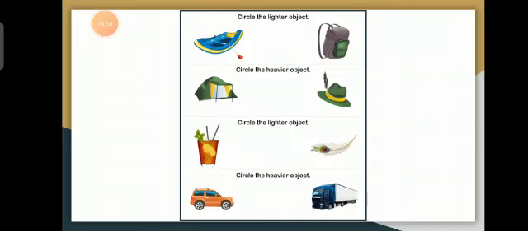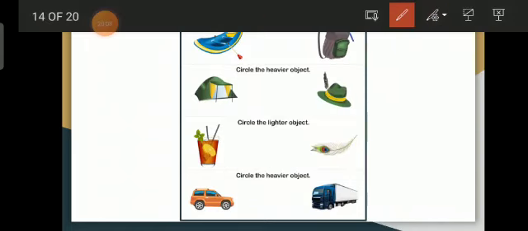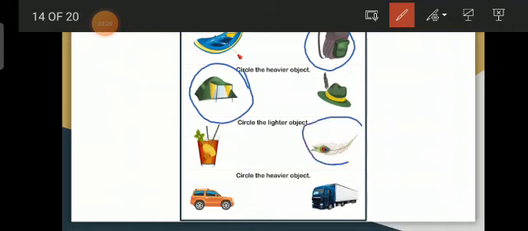Yes, now look here. Circle the lighter object. From these two, I'm just circling the lighter one. Yes, this is the lighter one. Circle the heavier object. This tent is heavier than this hat. Okay, circle the lighter object. Yes. Peacock feather is the lighter object.